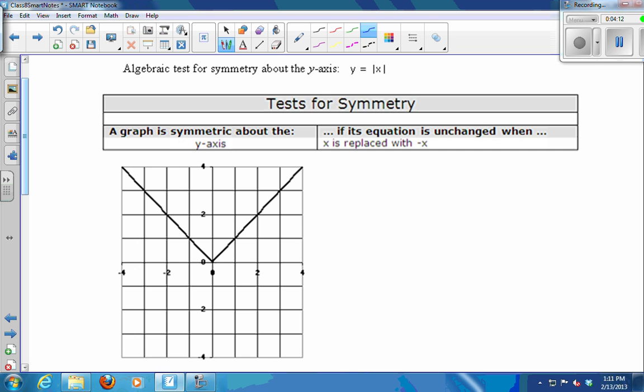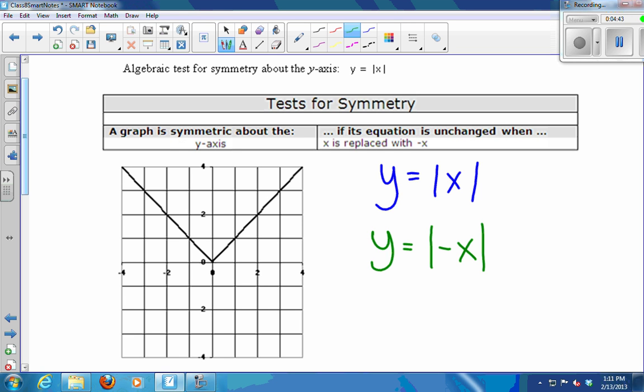So here's y equals the absolute value of x. I can graph it and say, oh yeah, that has y-axis symmetry. But I'm going to show it has y-axis symmetry with the algebraic test, in case I didn't have a graph to look at. So I'll start by writing down the original equation. And then in the original equation, replace x with negative x. y equals the absolute value of negative x.